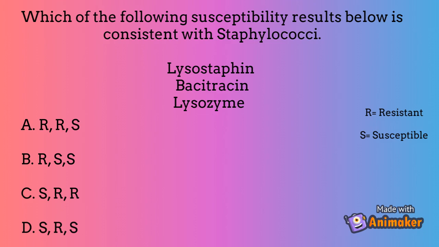Which of the following susceptibility results below is consistent with Staphylococci? So in the order of lysostaphin, bacitracin, and lysozyme. So A. Resistant, susceptible. B. Resistant, susceptible. C. Susceptible, resistant. And D. Susceptible, resistant, susceptible.